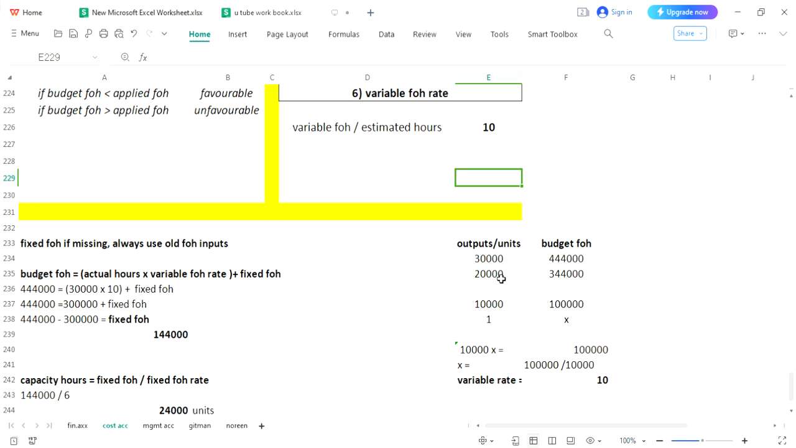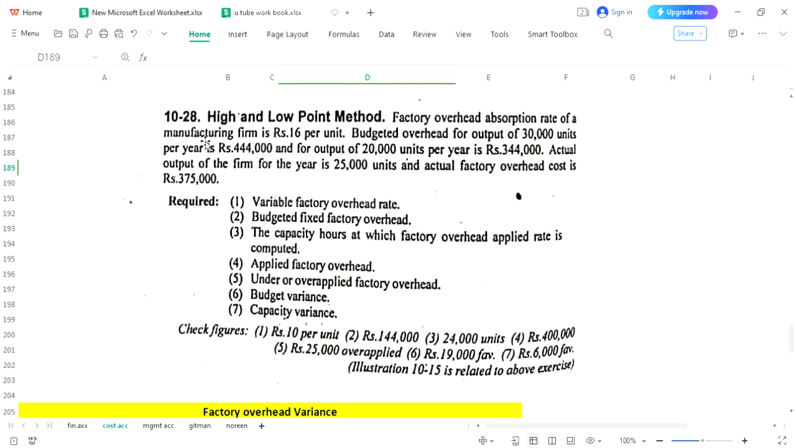Here I will ask you to calculate your fixed FH 144,000 which we have calculated through 30,000. I am saying whenever you solve the question, solve it through 20,000 hours. So instead of putting 30,000 over here you will put 20,000 and you will see your fixed FH will be calculated with the same amount 1,44,000. So what I had said, it's your assignment. When you solve this question by yourself you will solve it through 20,000, not 30,000. In this way our question number 10.28 is completed. High-low level method we have learned, with which variable FH rate and fixed FH rate are calculated.